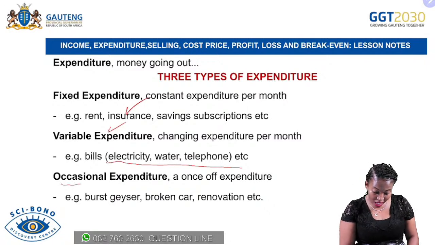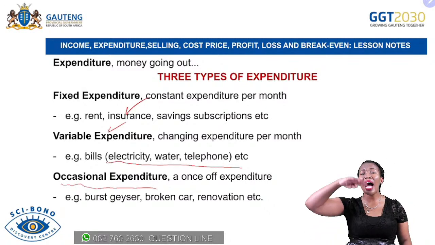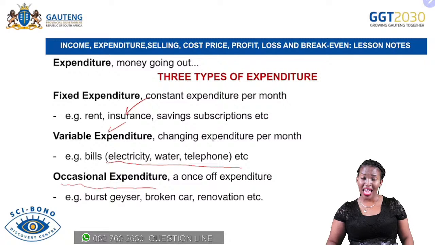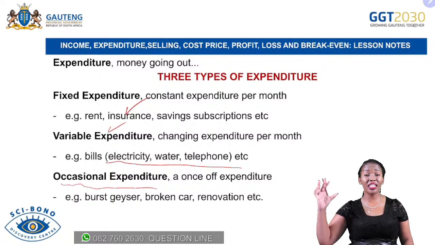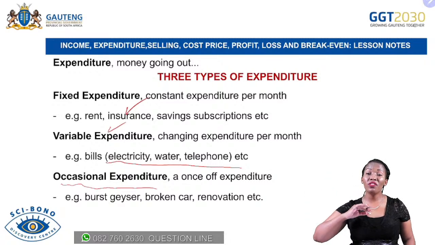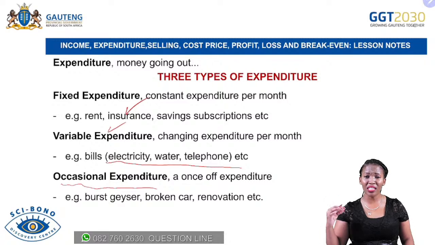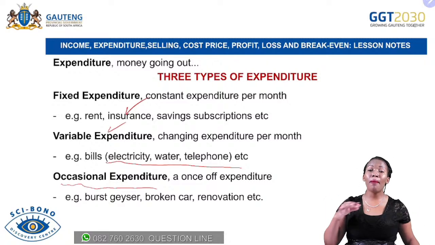And then we have occasional expenditure. These are the expenses that happen once in a while. An example of this is a burst geyser. If you have a geyser at your home and then it bursts, it is something that you did not even plan for. It's more like your emergency expenses. You did not even plan for it. It just happened.